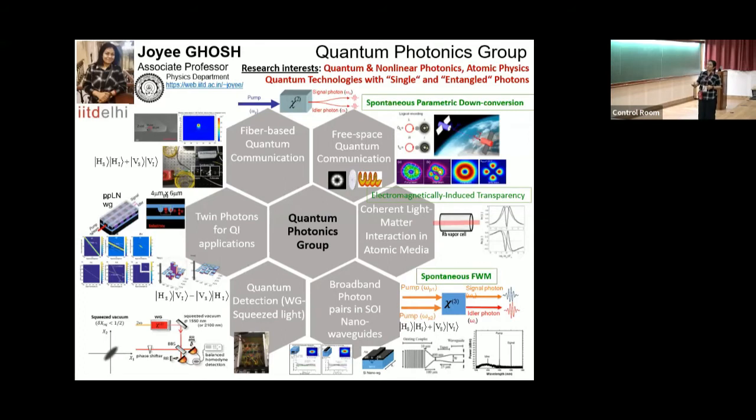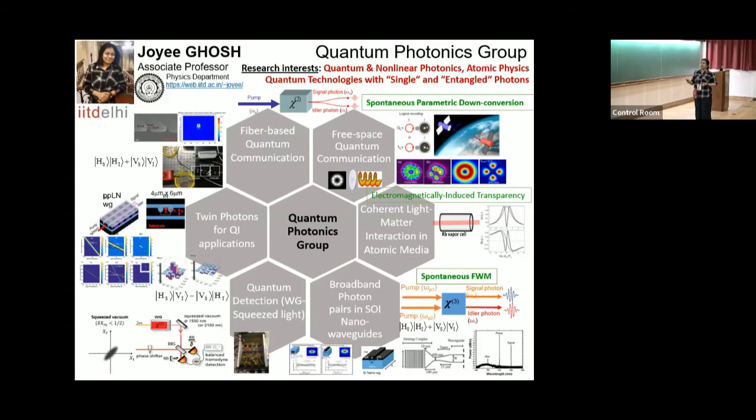Apart from that, all these processes are based on this SPDC process. We also have interest in exploring silicon nano waveguides, in which we have another nonlinear optical technique, which depends on the third order nonlinearity of any system. Silicon has a high chi3 component. And here again, we produce the signal and idler photons, just like your SPDC photons.